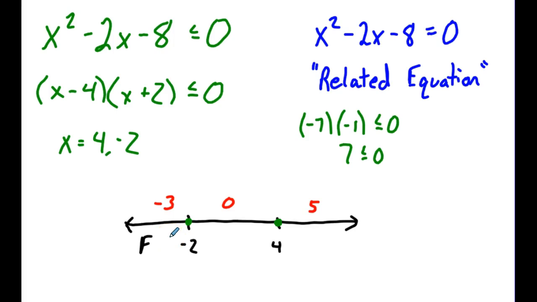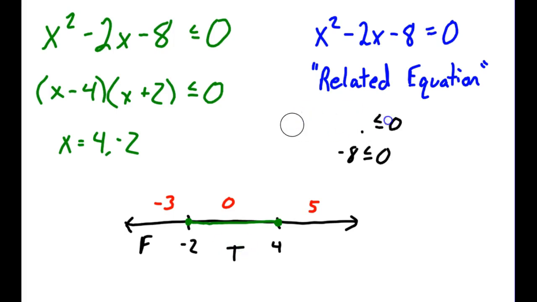Now we're going to do the same thing for 0. If I plug 0 in, 0 minus 4, we have negative 4. 0 plus 2, we have a positive 2, less than or equal to 0. Negative 4 times 2, we get negative 8, which is less than or equal to 0, which is a true statement. That means all of the points between negative 2 and 4 are going to be solutions in this region. Okay, that was a true statement.